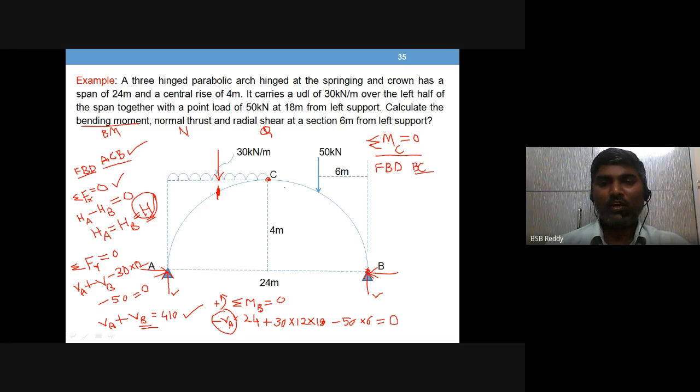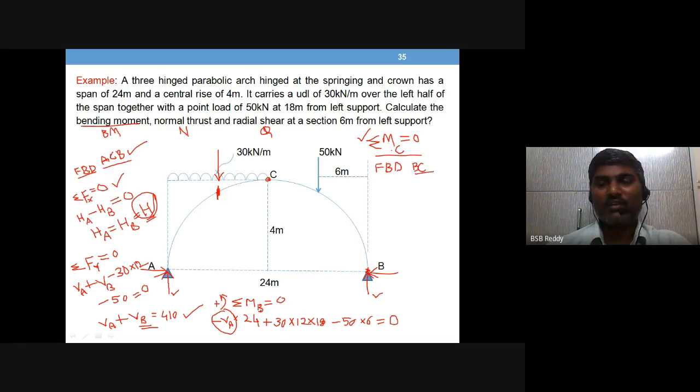Right. So I take the arch portion from B to C. That's all. And now take moments about this point C. So what are all the moments that you are able to get only from the BC portion? So let us start writing. And now here you must follow the notations of positive and negative according to your beam notations, where sagging is positive, hogging is negative. So be careful with this.